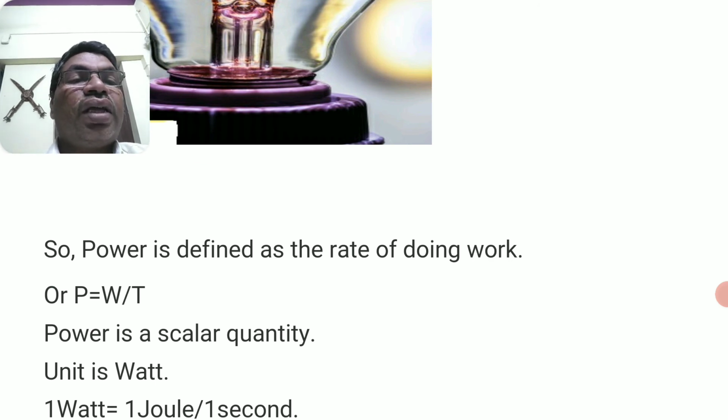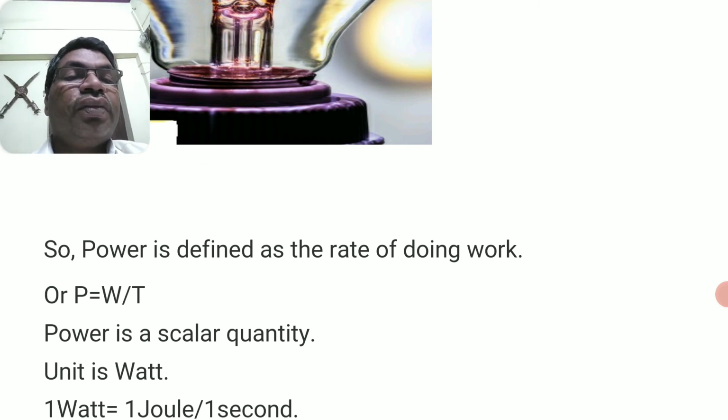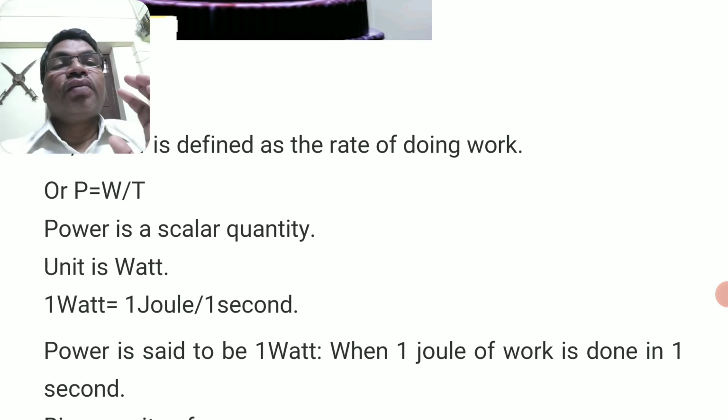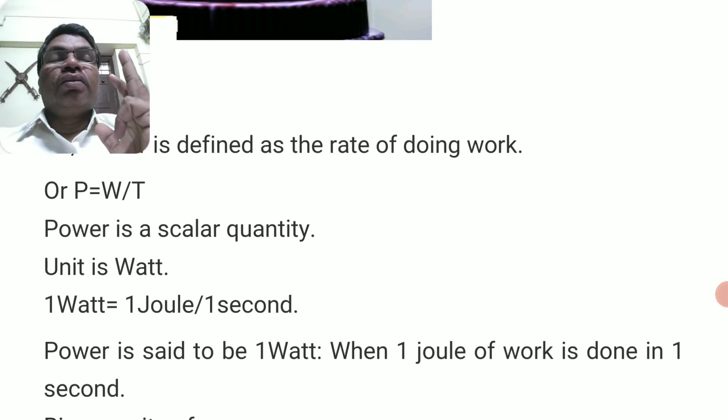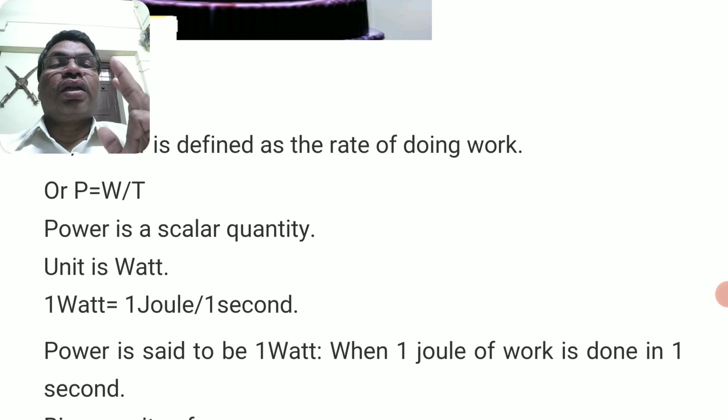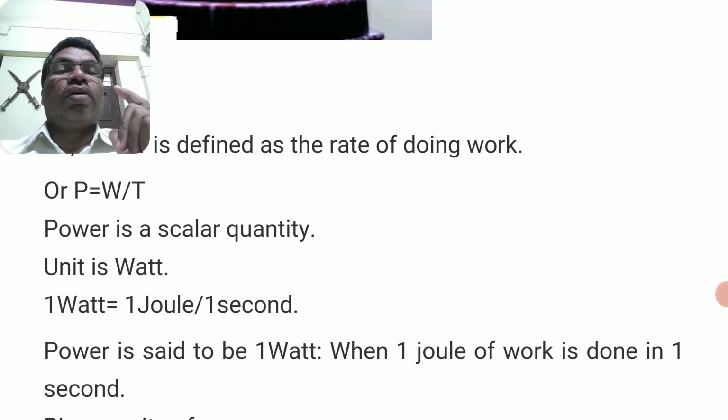Power is defined as the rate of doing work. I repeat, the rate of doing work is called power. Power is a scalar quantity. So from this chapter you have to learn that the SI unit of work is joule. It is a scalar quantity. Energy is a scalar quantity. So power is a scalar quantity.